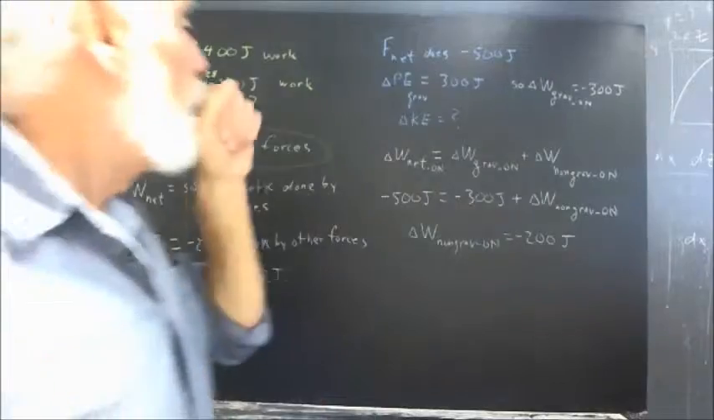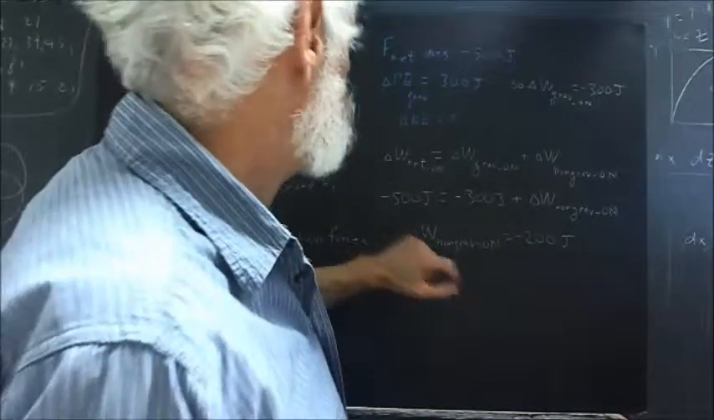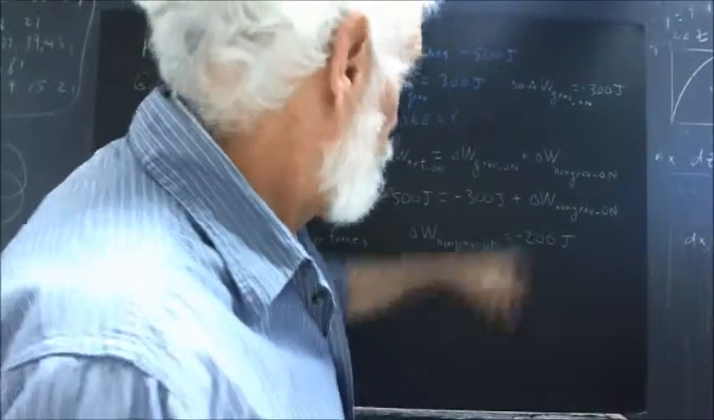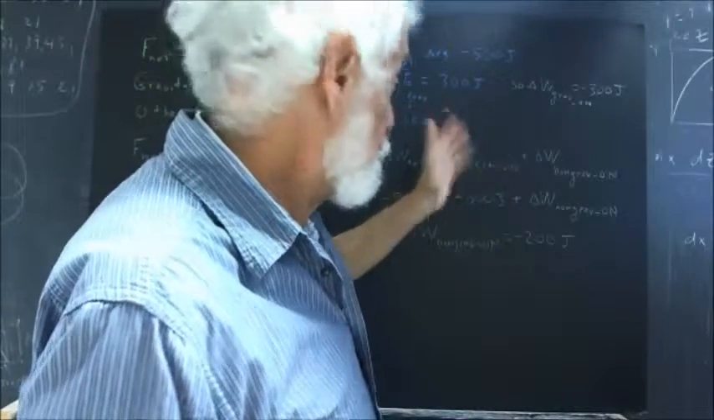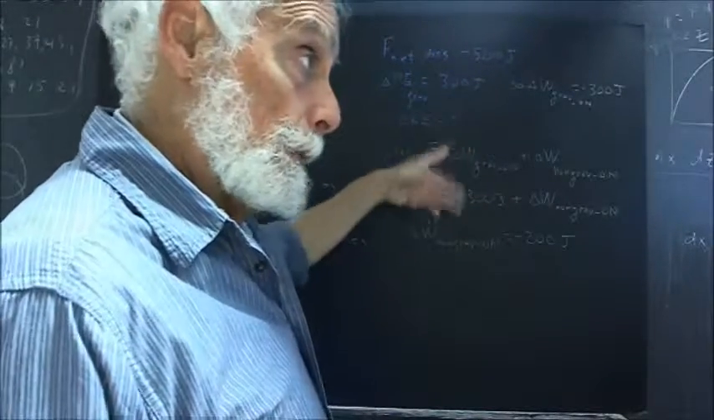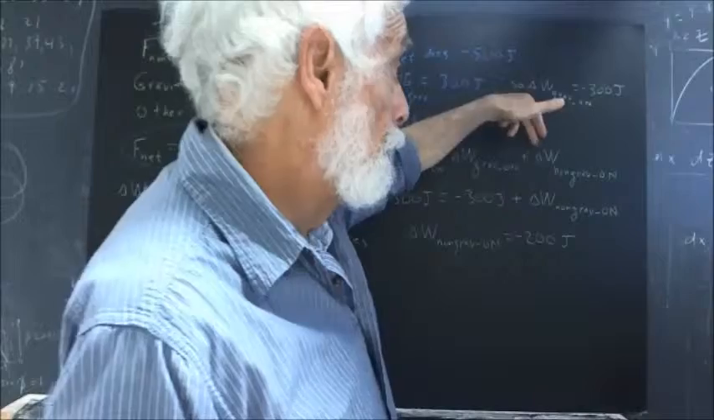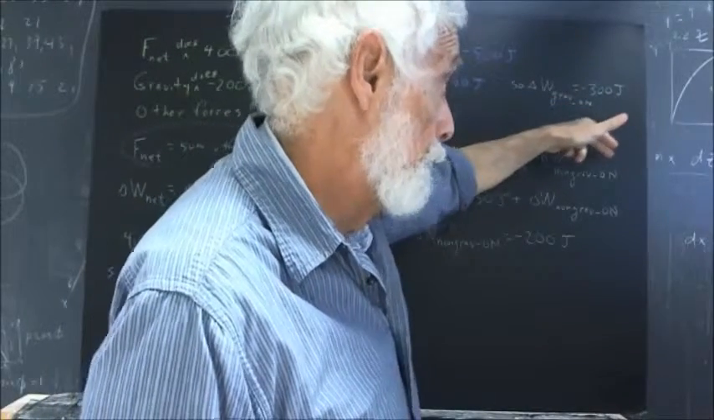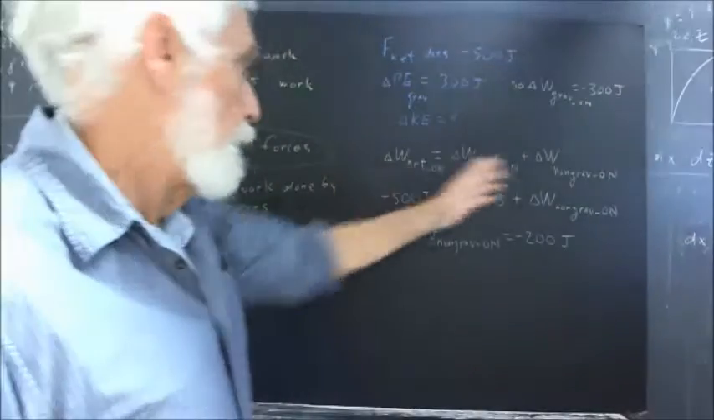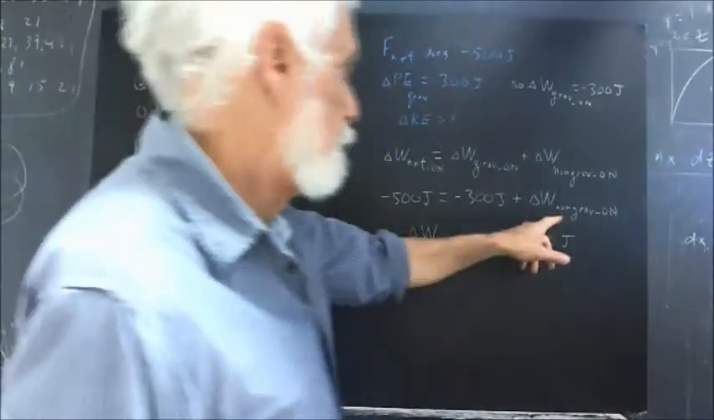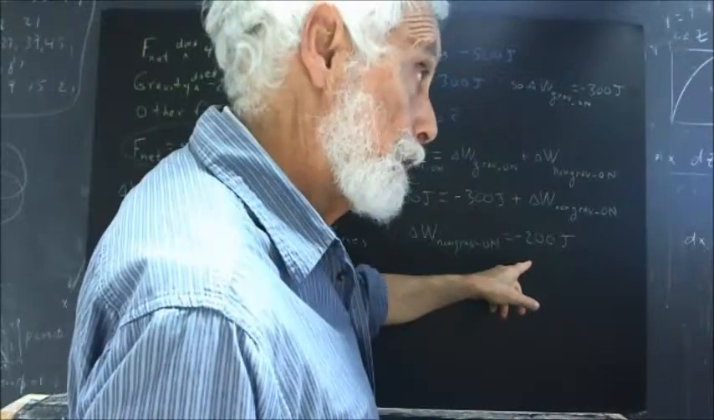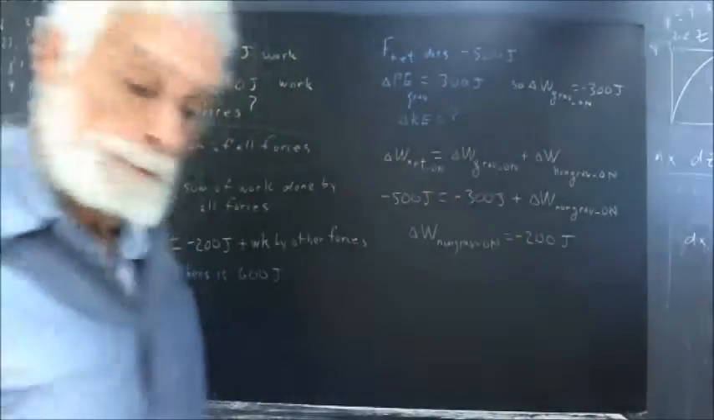Okay, so the work done by gravity on the system is negative 300 joules, and then all other forces are non-gravitational, since this is all the work done by gravitational forces, so we call this the work done by non-gravitational forces on the system. Okay? So now we have a simple equation, and we can conclude that non-gravitational forces have to do negative 200 joules of work on the system.